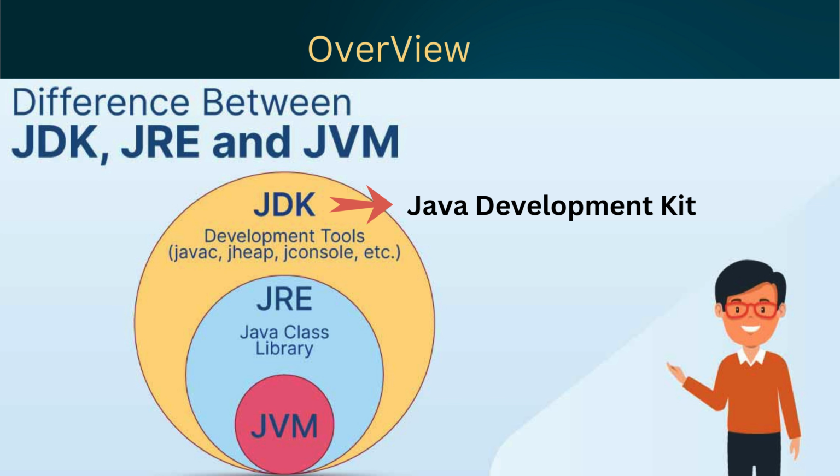Finally, we have JDK, the Java Development Kit. It is a complete package that includes the JRE, JVM, and additional tools like the Java compiler, debugger, and other utilities needed for developing Java applications. If you are a Java developer, you must install the JDK to write and compile Java programs.